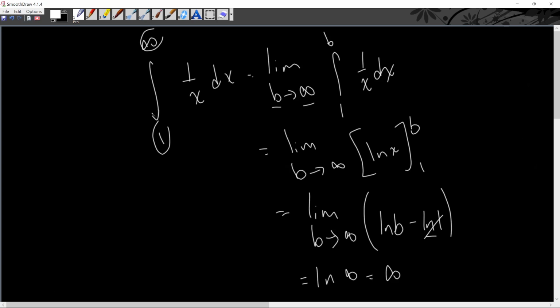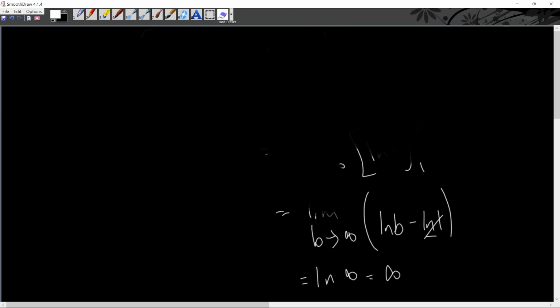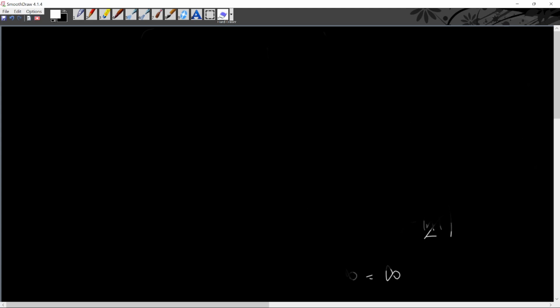Again, ln is the slowest increasing infinite function, but it is still infinite. The limit as b approaches infinity of ln b is going to be infinity, so this integral diverges, which means that the series, which is already an overestimate of this integral, will also diverge. So that's why the harmonic series diverges, and we're going to talk about p-series a little bit further.